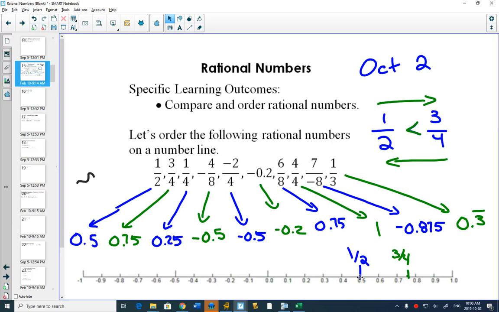Next up, we've got 0.25, which is 1/4. 0.25 would be right here. So here we would label 1/4. Next one, -0.5. -0.5 right here. So we've got -4/8, and -2/4 is also right there. Those two numbers are identical. So sometimes we have numbers that look different, but actually are the same number. -4/8 and -2/4 are the same.